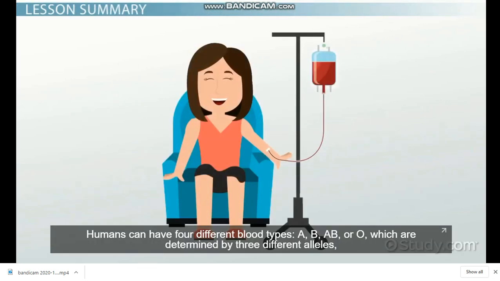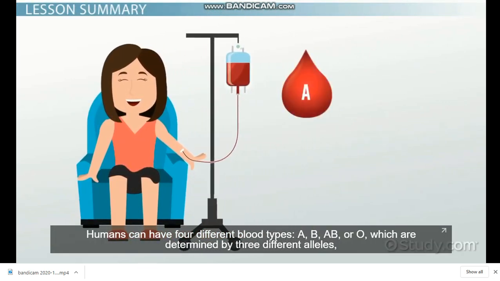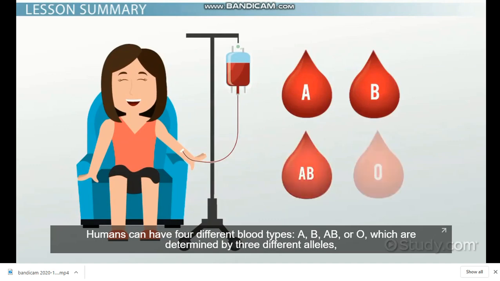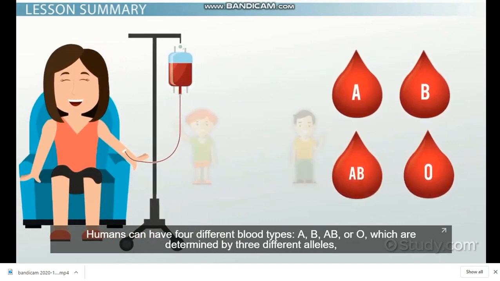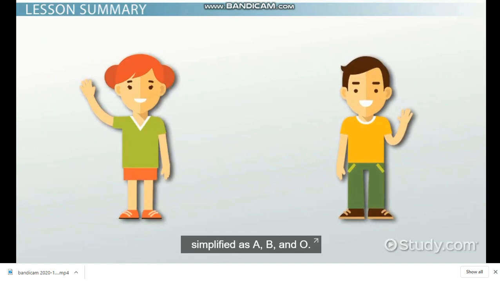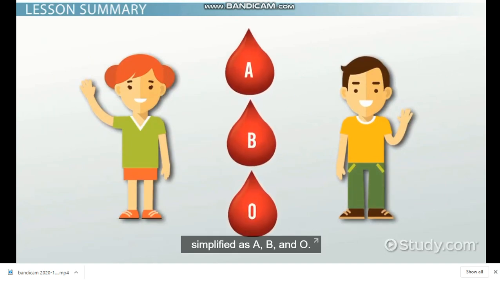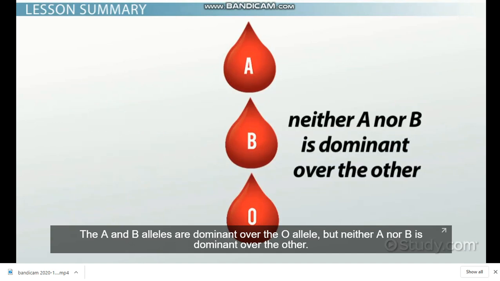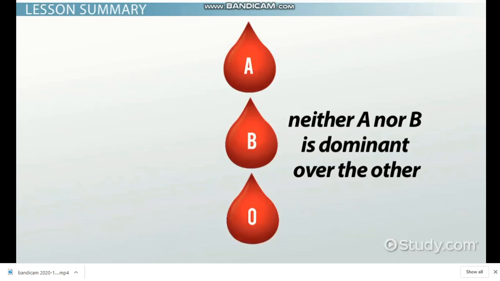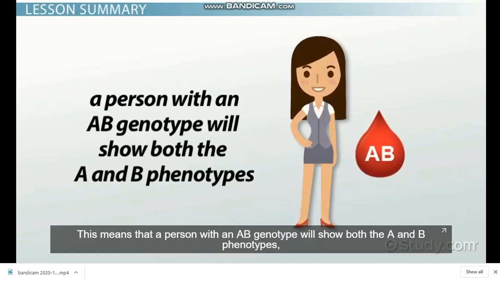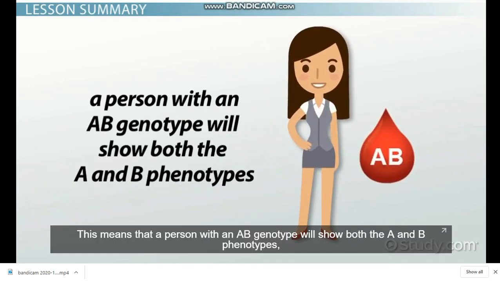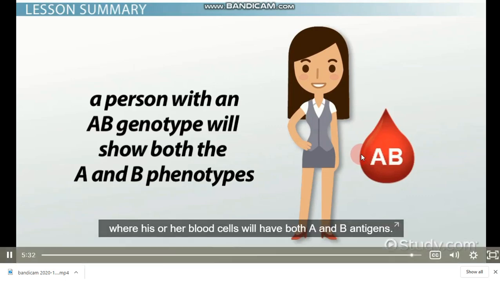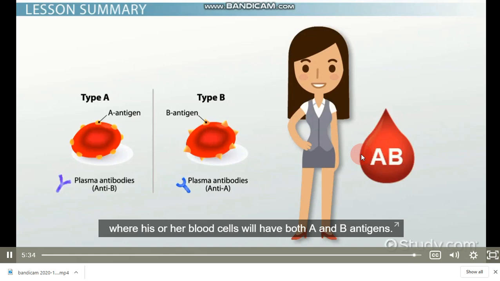Humans can have 4 different blood types: A, B, AB, or O, which are determined by 3 different alleles, simplified as A, B, and O. The A and B alleles are dominant over the O allele, but neither A nor B is dominant over the other. This means that a person with an AB genotype will show both the A and B phenotypes, where his or her blood cells will have both A and B antigens.